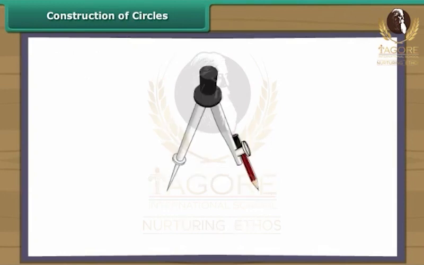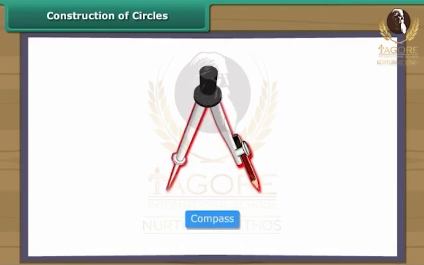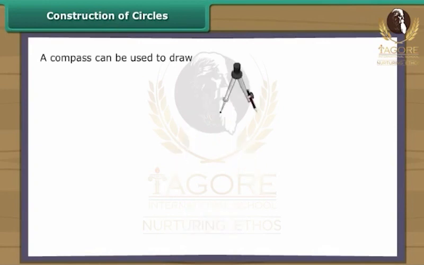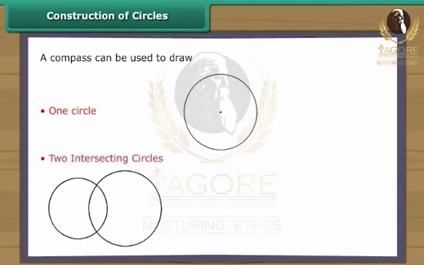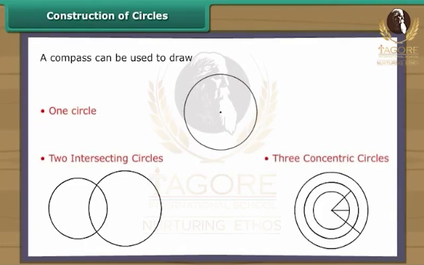We draw circles with the help of a compass. Compass is an instrument with two arms. While one arm remains fixed, the other arm with the pencil moves freely. Let us use a compass to draw one circle, two intersecting circles, three concentric circles.